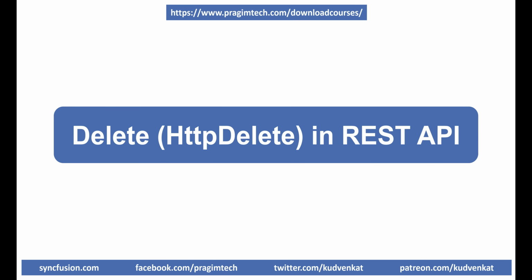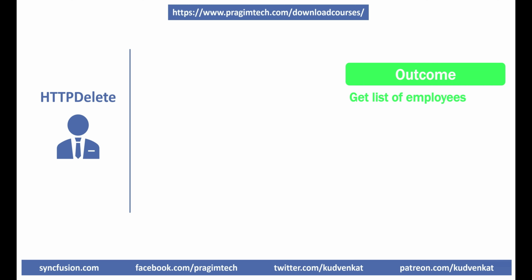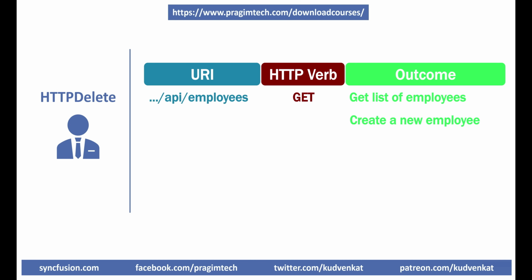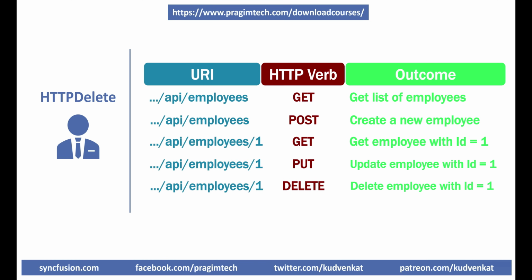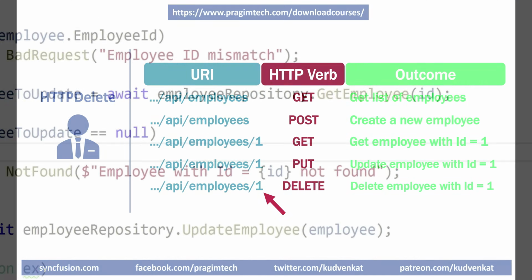Next, let's discuss how to implement delete in a REST API. To retrieve the list of all employees, we issue a GET request to this URI. To create a new employee, again, to the same URI, we issue a POST request. To retrieve, update, or delete a specific employee, we issue either GET, PUT, or delete request to this same URI. Notice in these last 3 cases, we are passing the ID of the employee in the URI.